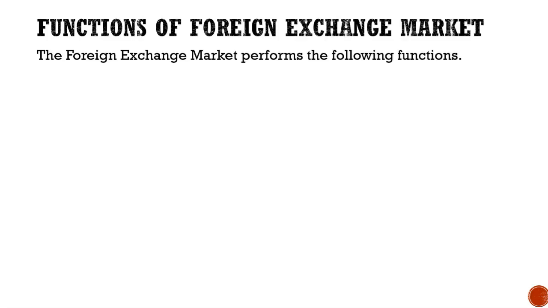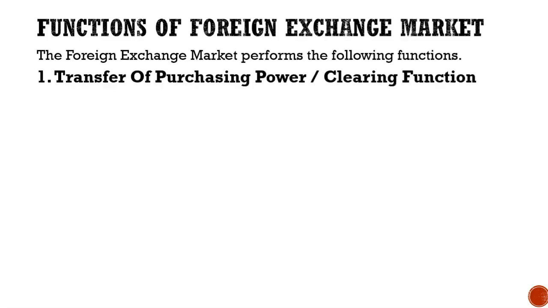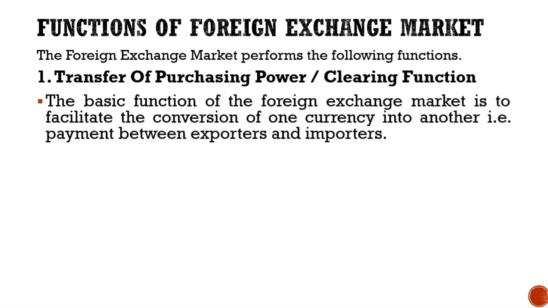Now we need to learn about the various functions of a foreign exchange market. The foreign exchange market performs the following functions. Number 1, transfer of purchasing power or clearing function. The basic function of the foreign exchange market is to facilitate the conversion of one currency into another, that is, payment between the exporter and the importer.